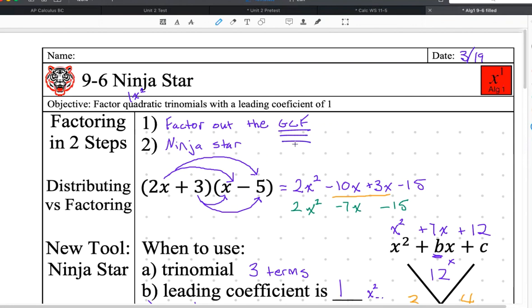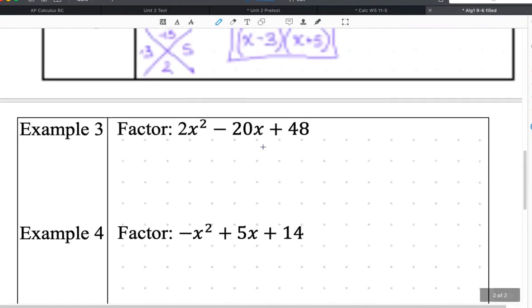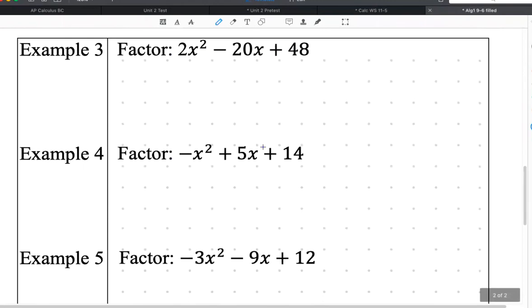Factor out the GCF. Factor out the greatest common factor. So if I come down here to example number 3, can we Ninja Star factor all of these? We do not have permission to Ninja Star this one yet. So you basically gave me the greatest common factor, didn't I?